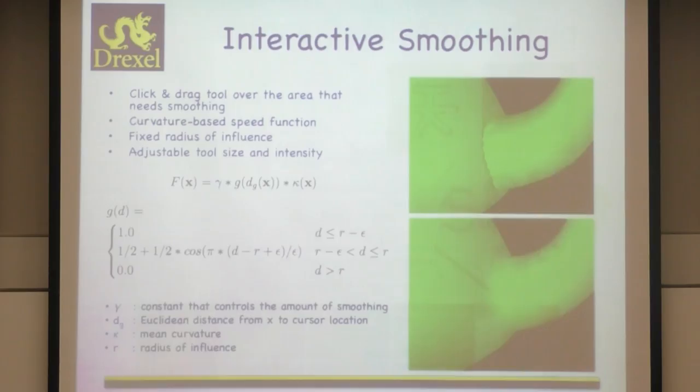There we go. There's also interactive smoothing. You can say inside this tool, do a curvature-based smoothing. We had this error and this problem model here, and again was able to interactively smooth it out.